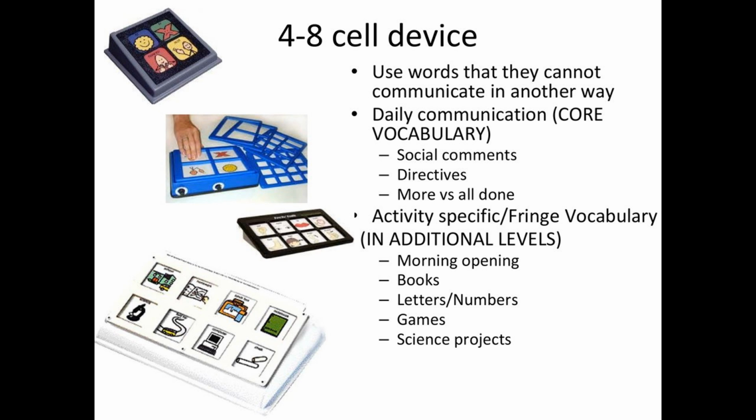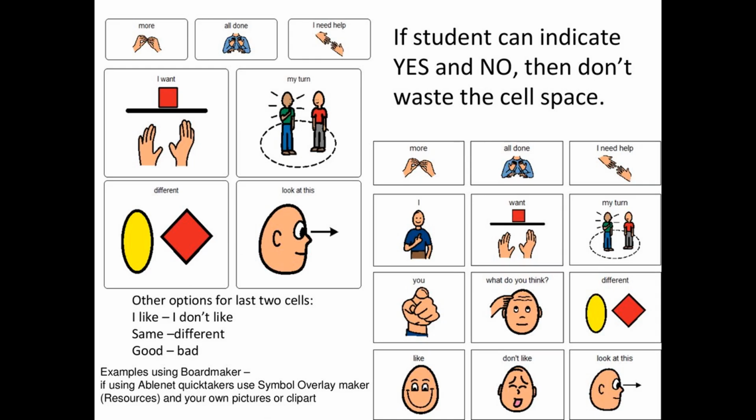I would say use some core vocabulary, but also make sure that if you only have 4 to 8 cells, put on words that our students can't communicate in any other way. If they have a way to say yes and no, then don't waste one of your cells with the word yes and with the word no, because then you're down to 6. So be strategic in those words that you choose.